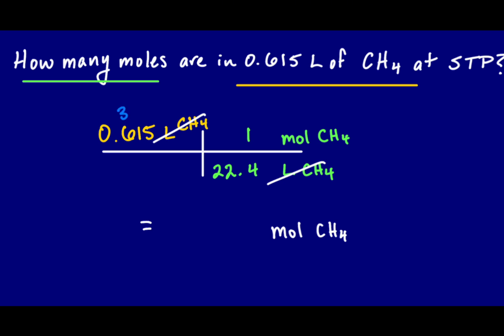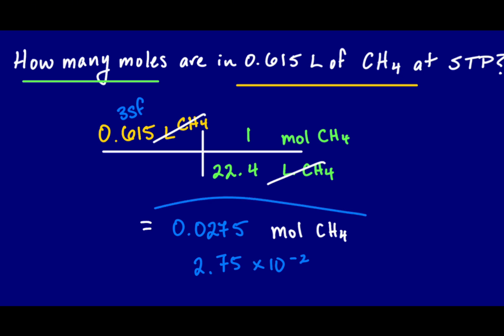Our given value has 3 sig figs, so our final answer will also need 3 sig figs. So when we write out our answer, it's going to be 0.0275. If you want to put it in scientific notation, it can be 2.75 times 10 to the negative 2. Both of these are going to be the same value. So either one of these is appropriate as long as you are maintaining moles of CH4 as your units.